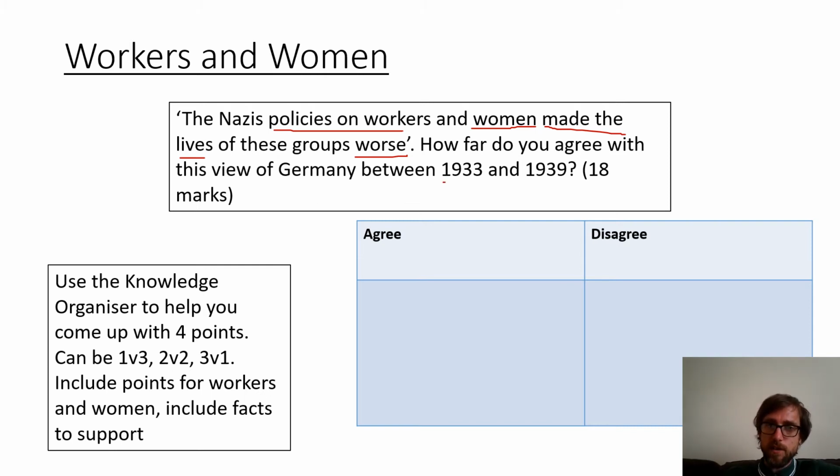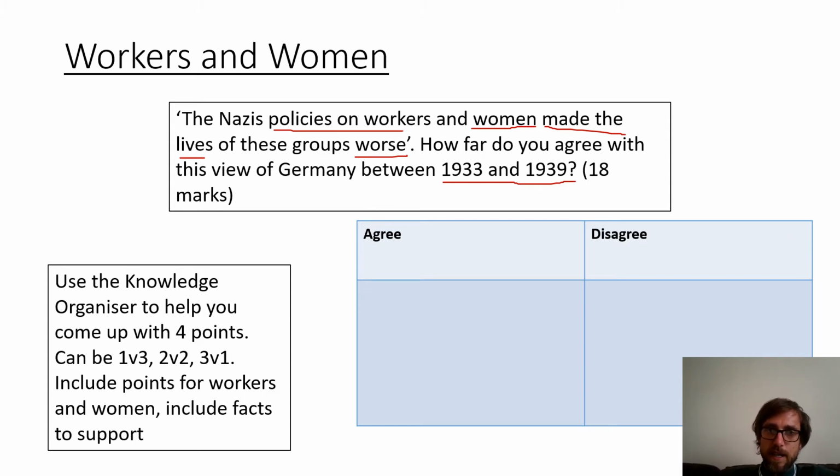But please remember, it's 33 to 39. If you start talking about stuff that happens during the Second World War, you won't get any marks for it. So it might be worth just underlining that and just reminding yourself. So the question is saying that they made things worse. So you might have paragraphs that agree that it was worse and disagree. Okay. So what I suggest you do is do a quick table and come up with 4 points. You can have 1 on agree, 3 on disagree, 2 on each side, or 3 disagree, 1 agree, and just put a few little facts maybe next to it.